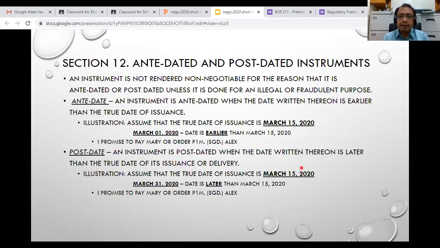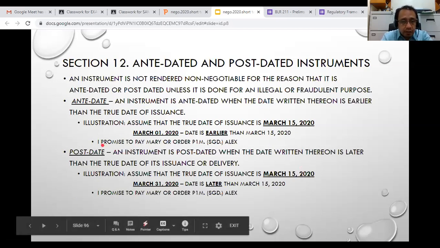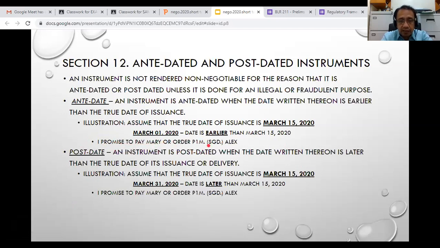Okay? Now, is antedating or postdating of an instrument allowed? Well, as a rule, antedating or postdating of an instrument is allowed. It is prohibited only if it has been done for an illegal or fraudulent purpose. Take, for example, the following. I promise to pay Mary or order 1 million, 5 days after date. If I date that instrument today, October 1, 2020, the maturity date of that instrument would be October 6, 2020, correct?